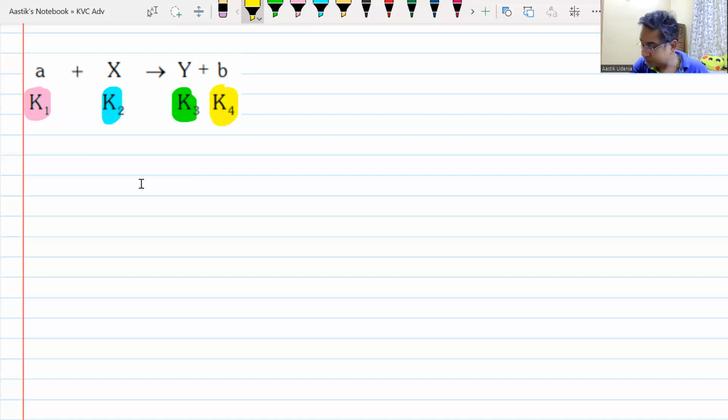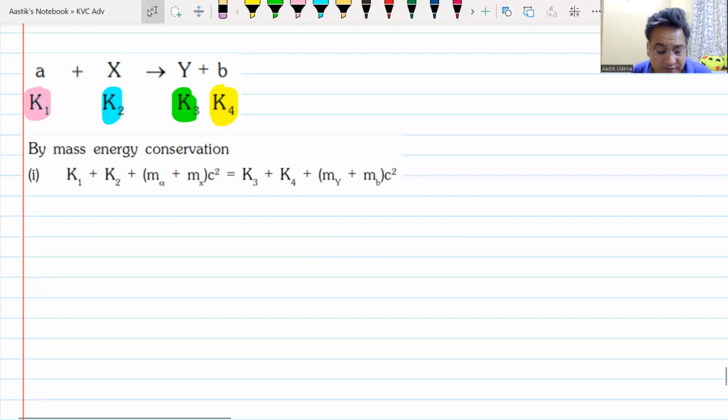Now, if I apply the mass energy conservation equation, K1 plus K2 plus (mass of A plus mass of X) into c square should be equal to K3 plus K4 plus (mass of Y plus mass of B) into c square. Here mass is converted into energy and then we have kinetic energy. Everyone understands this?